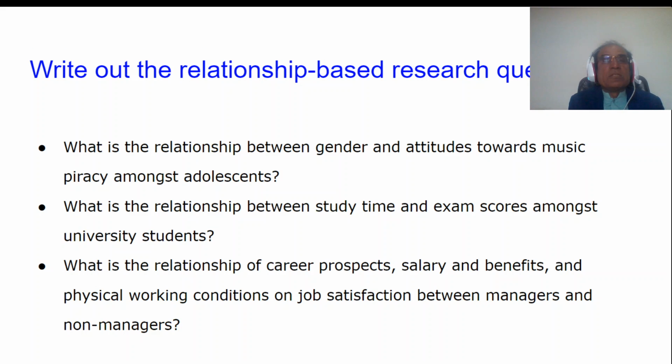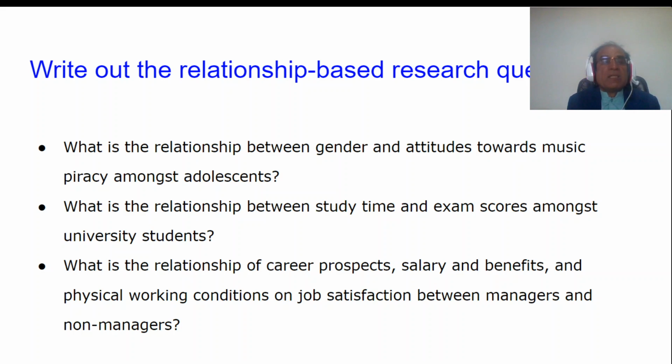Now I would like to share a few examples of relationship questions, and please try to identify the phrases, group, adjoining words, independent and dependent variables. So this is your assignment.